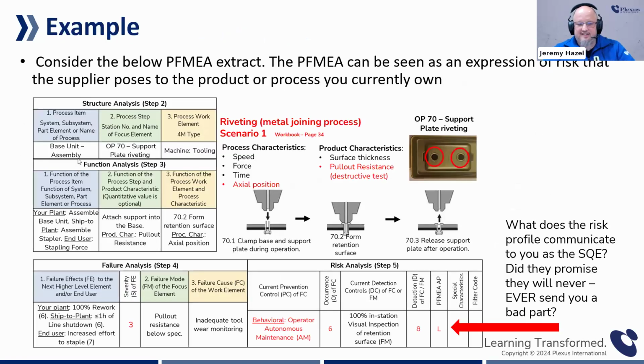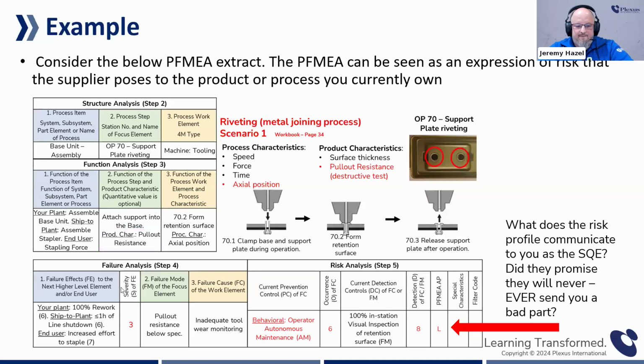So here's an example. I'm going to teach you a little bit on how to read this. This is the AIAG VDA version of FMEA, a software view. I'm going to give you the abridged version; I don't expect you to become AIAG VDA experts. We're in Op 70, where we're doing a riveting operation. We're supposed to attach the support to the base, and pull-out resistance is the thing that we're measuring.